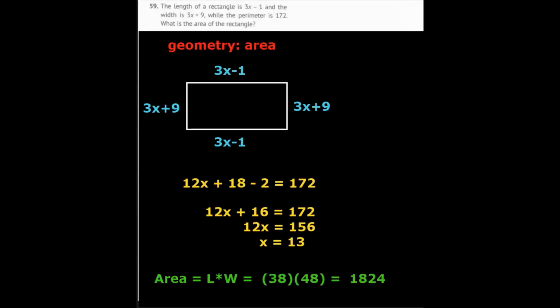Subtracting 16 from both sides, we get 12x equals 156, and x is 13. Plugging in 13 to figure the length and width, we get that the length is 38 and the width is 48 for an area of 1,824 square units. The correct answer was 1,824.